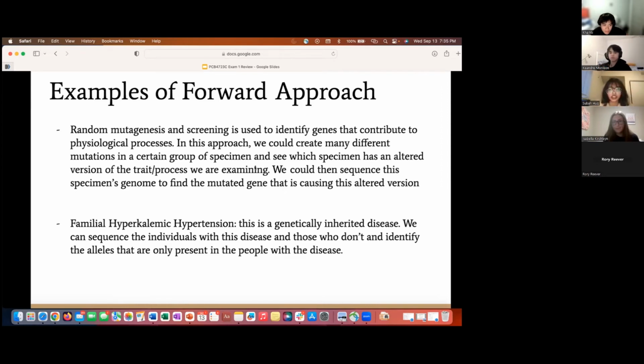And then the second example is with genetic diseases. This one is about familial hyperkalemic hypertension. And this one is kind of similar in that you can just sequence the individuals with this disease and those who don't, and then you can compare their alleles. And so the ones that have this disease would probably have alleles that are not going to be present in the people who don't have this disease. So with the forward approach, it's a lot of comparisons.